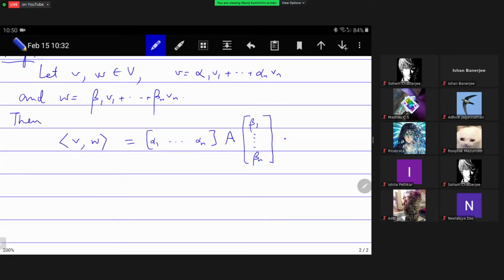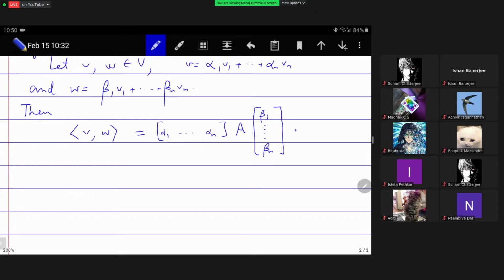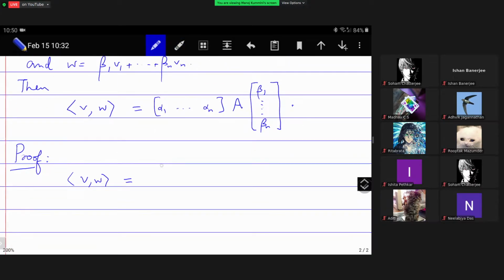So this is the proposition. It is relatively easy to prove. The question is to come up with the A, but once we come up with the A, the proof is not very difficult at all. So what is the form of v and w? This is the sum of alpha_i v_i, the sum of beta_j v_j. Maybe you should write beta j here.